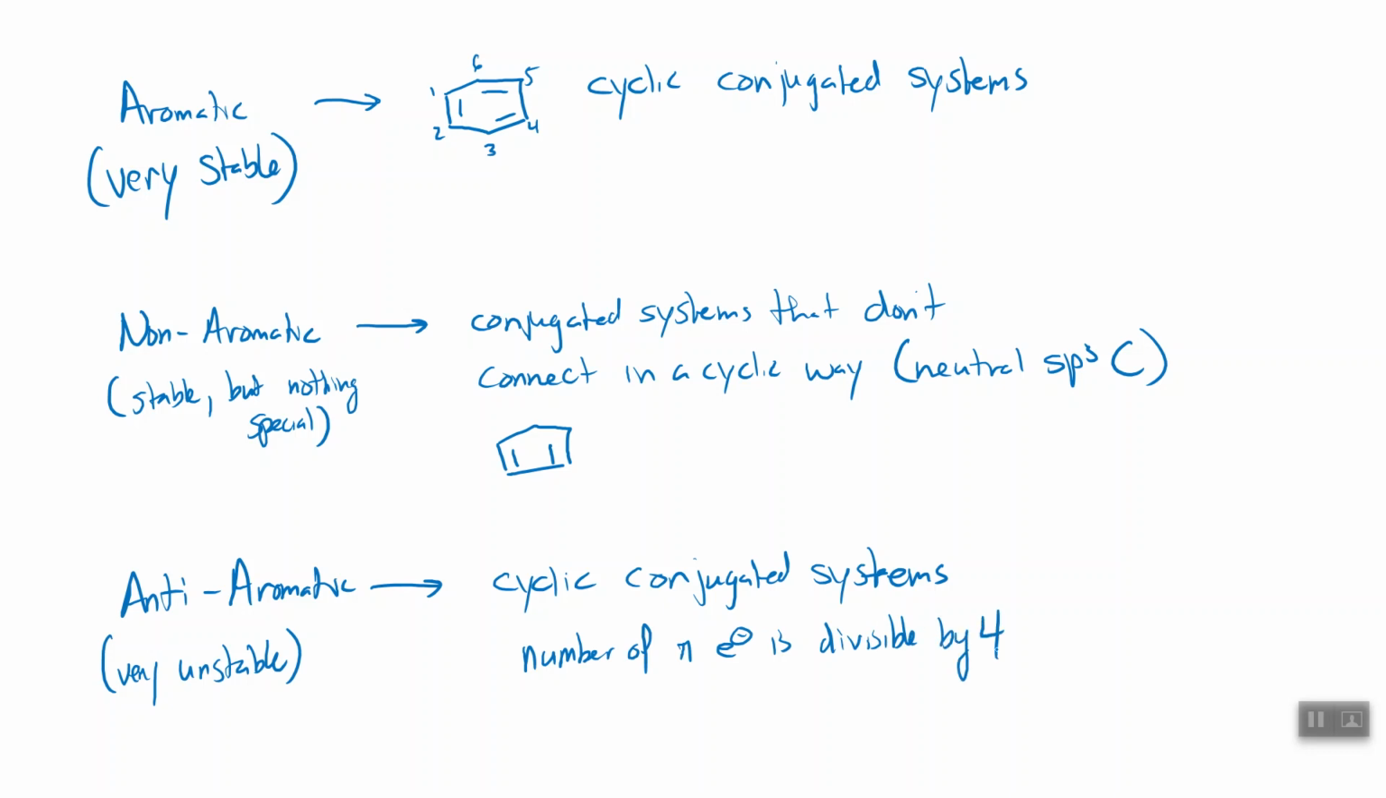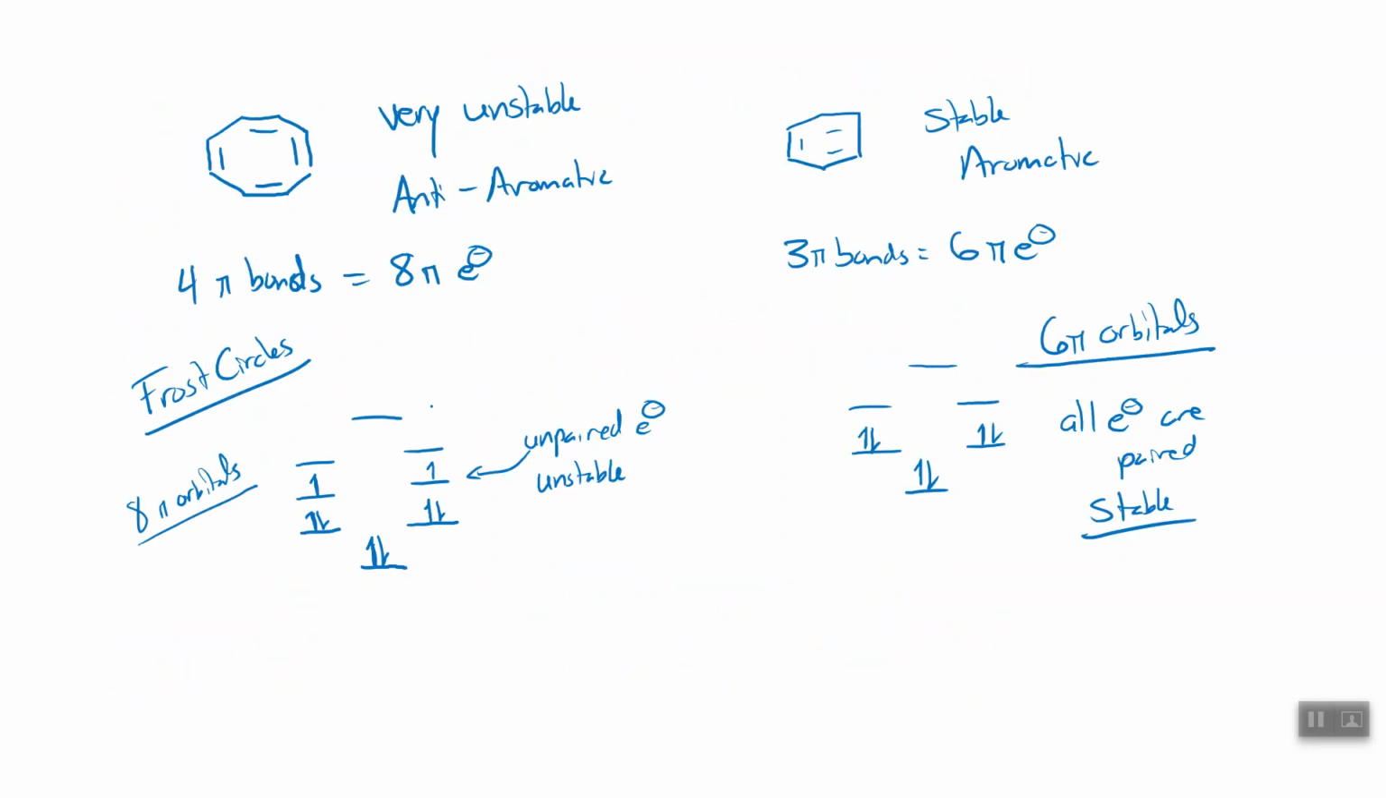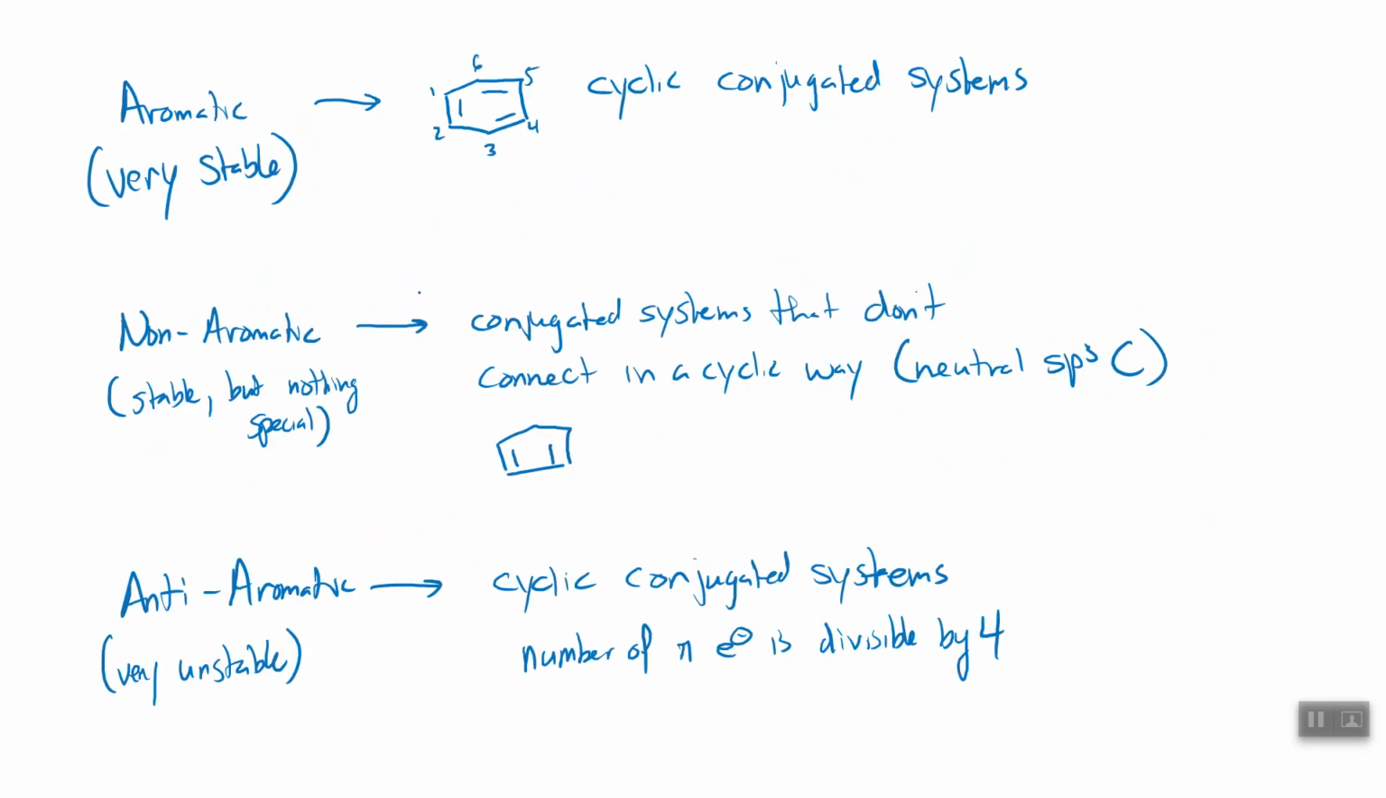you get an anti-aromatic system, right? So when we count these up, we look at the number of pi bonds. We have 4 pi bonds, we have 8 pi electrons. 8 is divisible by 4. That means that this is an anti-aromatic system. The aromatic systems will have a number of pi electrons not divisible by 4.